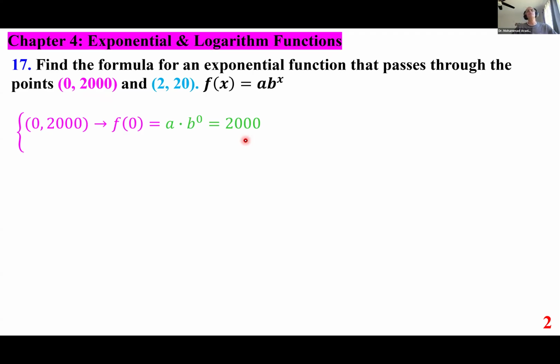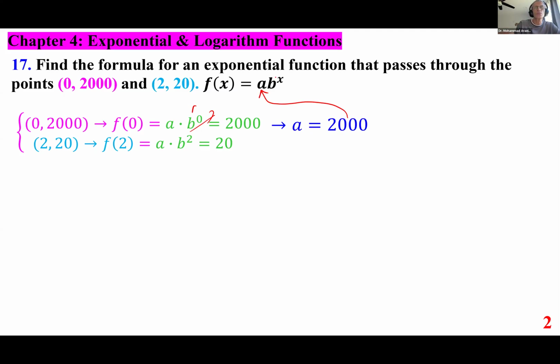And if you plug in (2, 20), you get a b squared equals 20. So b to the power of 0 is 1. That makes a 2000. Which makes the function f of x equals 2000 times b to the power of x.